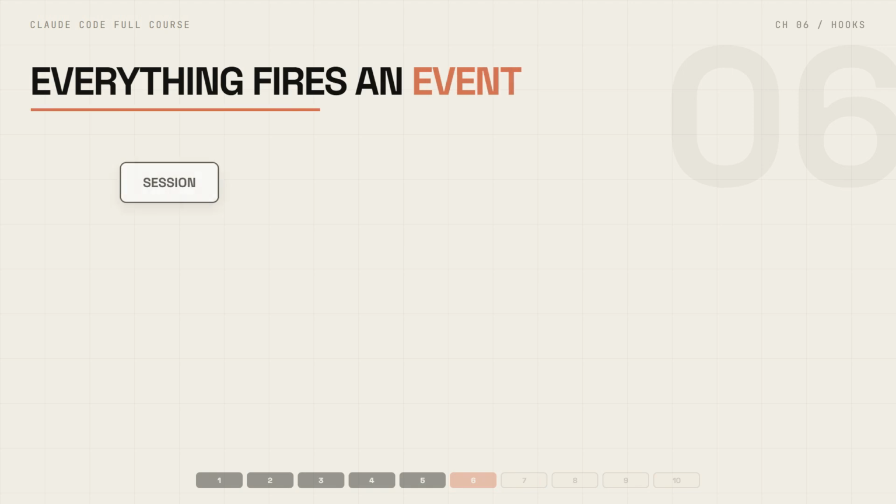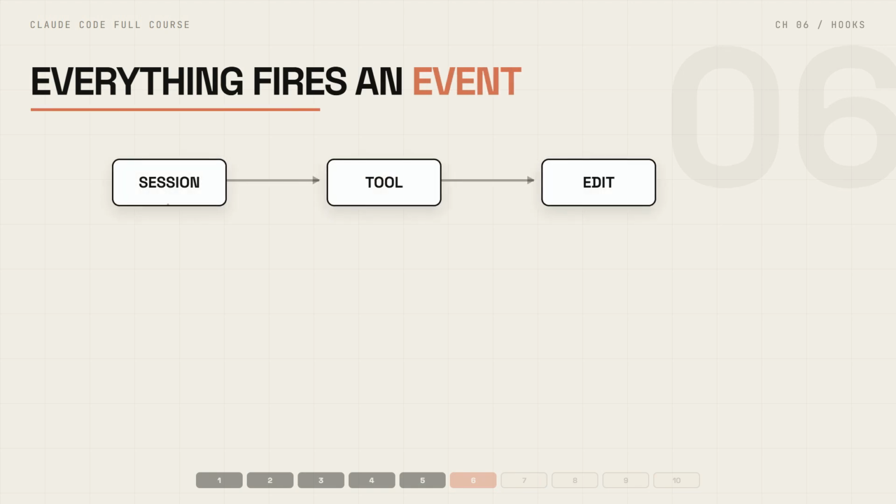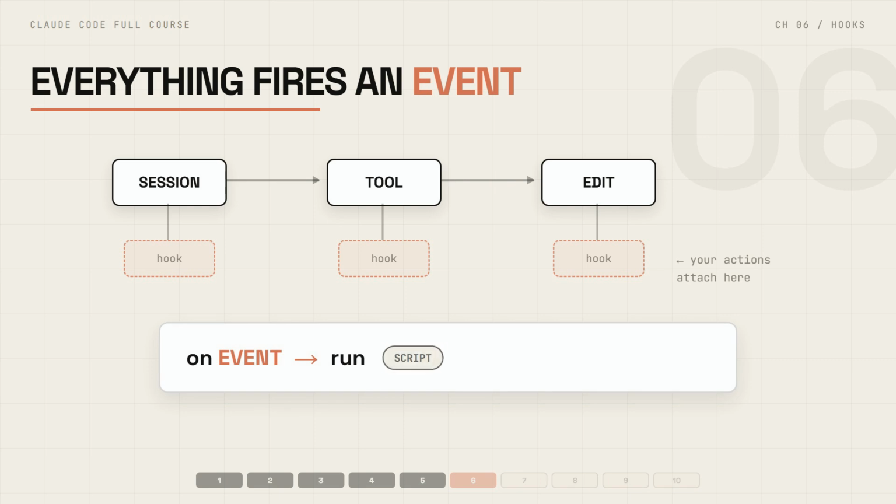Chapter 6. Everything Claude Code does fires an event. A session starts, a tool runs, a file gets edited. Hooks let you attach your own actions to those events. The mental model is one line. When X happens, run Y. And Y can be a shell script, an HTTP call, or even a prompt for Claude itself.